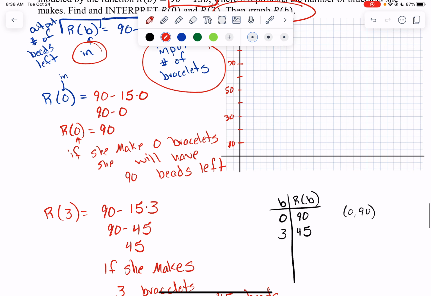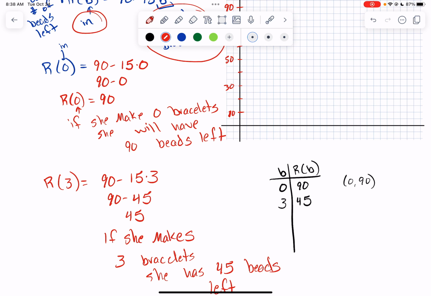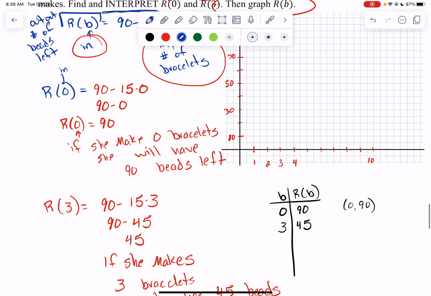On my x-axis, I don't need to count by fives or tens because I'm just going 0, 1, 2. So I'm going to have every two be 1, 2. Again, when you're graphing, you need to mark your axes. So 4, 5, 6, 7, 8, 9, 10. I don't know how many bracelets we can make, but we're just going to go ahead and mark them all out.